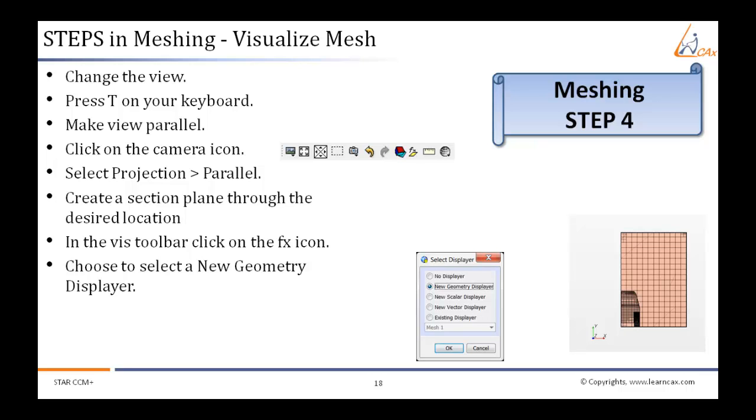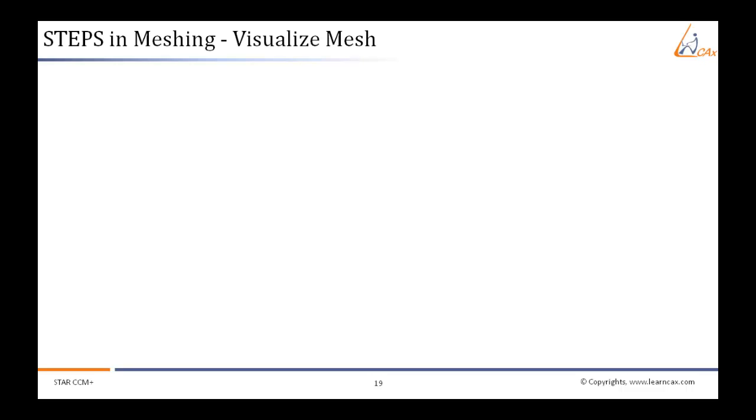Create a section plane through parts. The example shows section plane through the wheels. In the Wiz toolbar, click on the FX icon. Draw a line in the scene as shown in the picture. Choose to select a new geometry displayer. Such operations and displays can be used to see and inspect the mesh in a better manner.